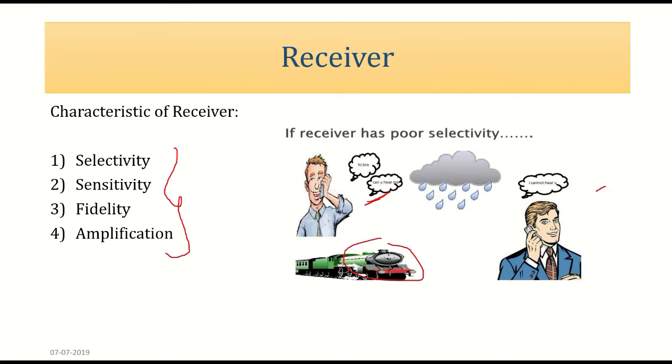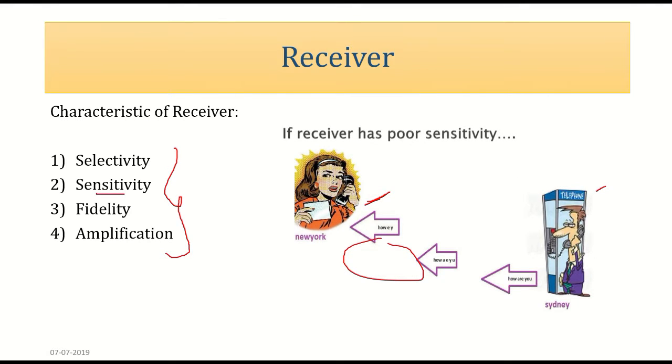The second parameter is called sensitivity. Sensitivity is the ability of the receiver to sense the weakest signal, right? If you have poor sensitivity, let's say you are communicating, how are you, some of the message is going to be lost, right? So it is not at all tolerable.